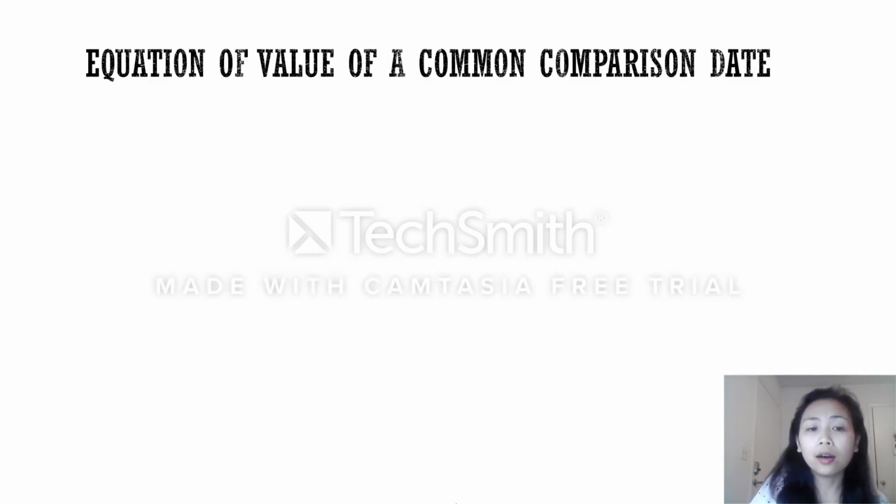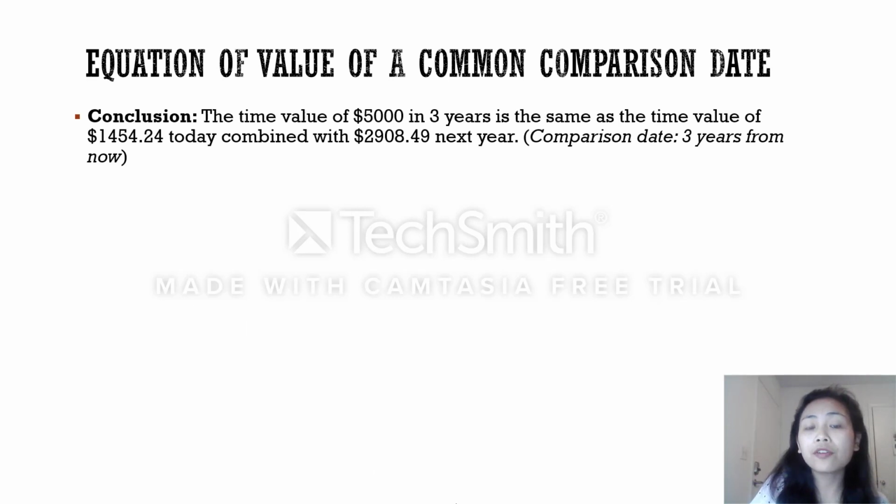Conclusion: the time value of $5,000 in 3 years is the same as the time value of the combination of $1,454.24 today and $2,908.49 next year. In this example, we used a comparison date of 3 years from now, at t equals 3.